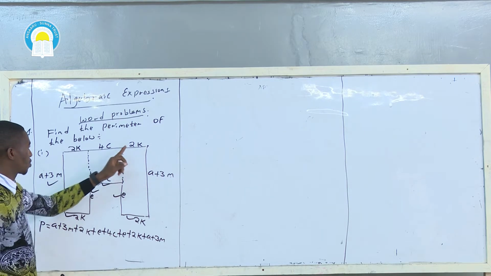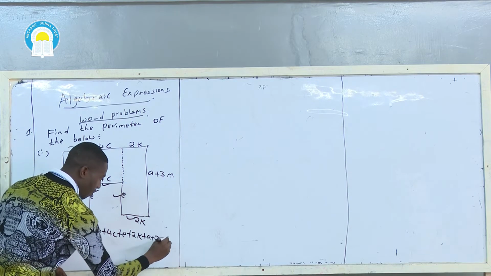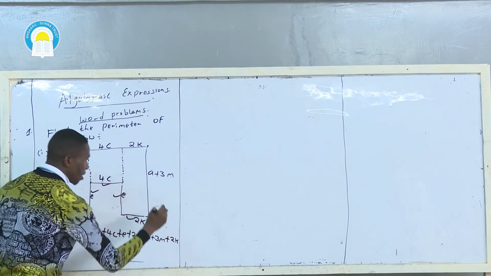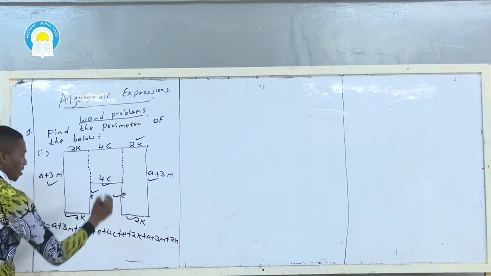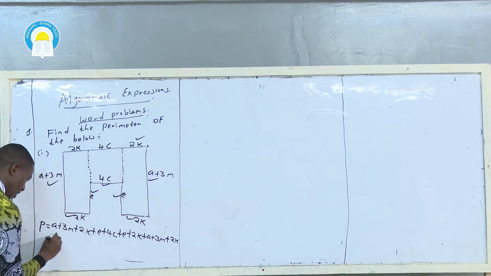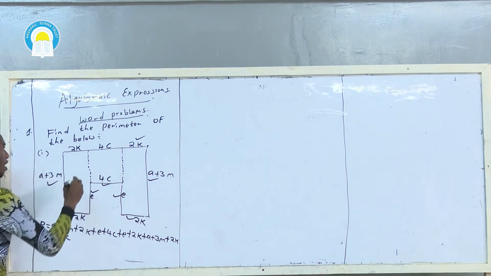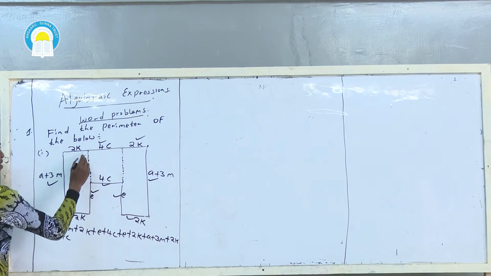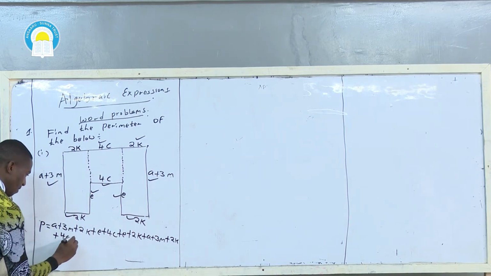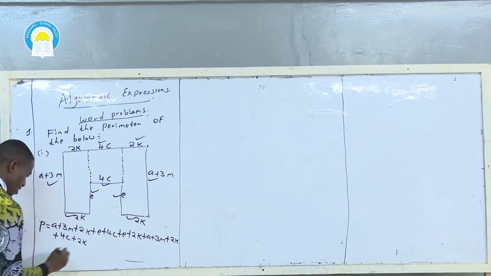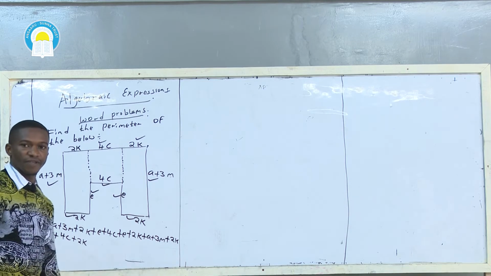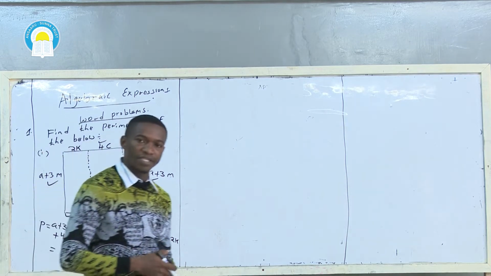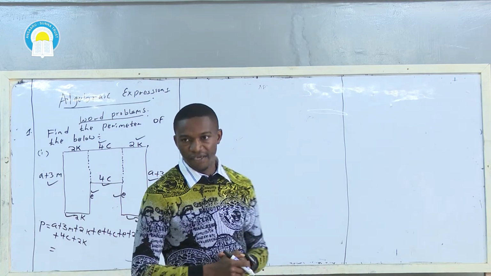Then from here to here is 2k. I'll say plus 2k. I will take this, I'll take that. Then from here to here is 4c. I will say plus 4c. I will take it. From here to here is 2k. I will say plus 2k. Then I will write equals. So when I add all these given distances, I will come up with the perimeter of this given figure.